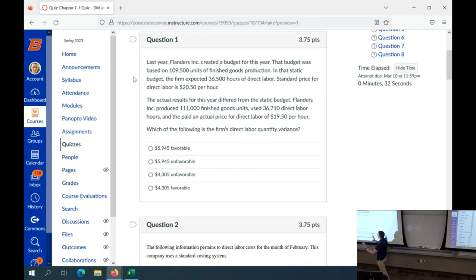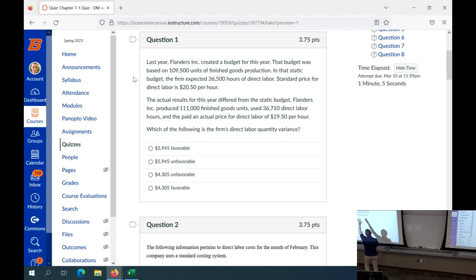In that static budget, which is what we call that, the firm expected 36,500 hours of direct labor. So there's going to be a relationship between them, and as I'm reading this question, I'm probably going to have to pull out what the standard is. When we said we wanted 109.5 thousand finished goods units, we predicted we'd have to use 36.5 thousand hours of direct labor. So the relationship looks like about 3 to 1, 3 finished goods units to 1 unit of direct labor. That's probably their standard for direct labor hours.